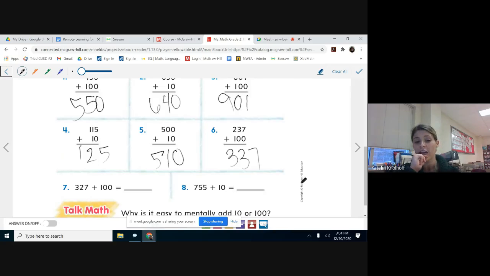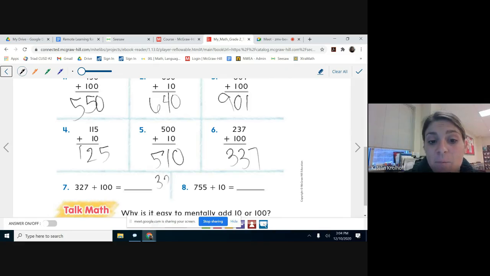Let's do 2 more together. 727 plus 100. So if you can't mentally do this in your head, then you're going to want to write that problem out like they did above. So 327 plus 100. Add your ones place first. 7 plus 0 is 7. Then your tens place. 2 plus 0 is 2. And then your hundreds place. 3 plus 1 is 4.